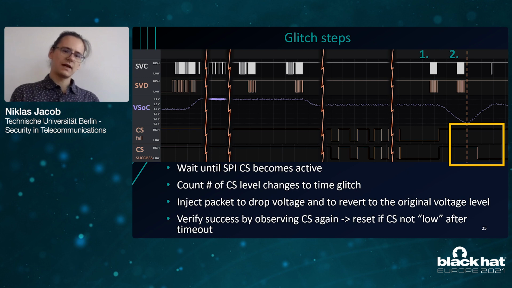We use the chip select line again to determine whether or not there was some more activity, meaning our attack succeeded, which is the lower case here, or if we're in the higher case where nothing happens on the SPI bus, and we pull ATX reset low again and restart the whole attack.